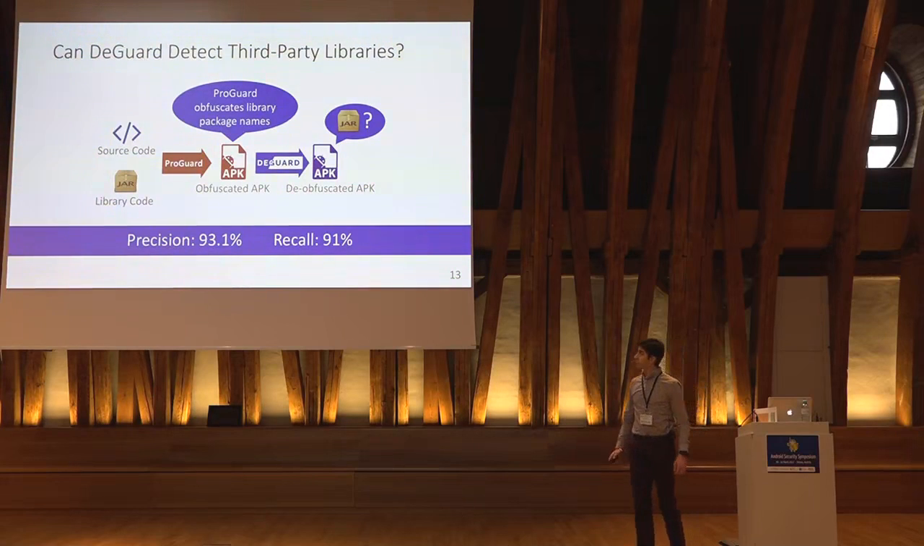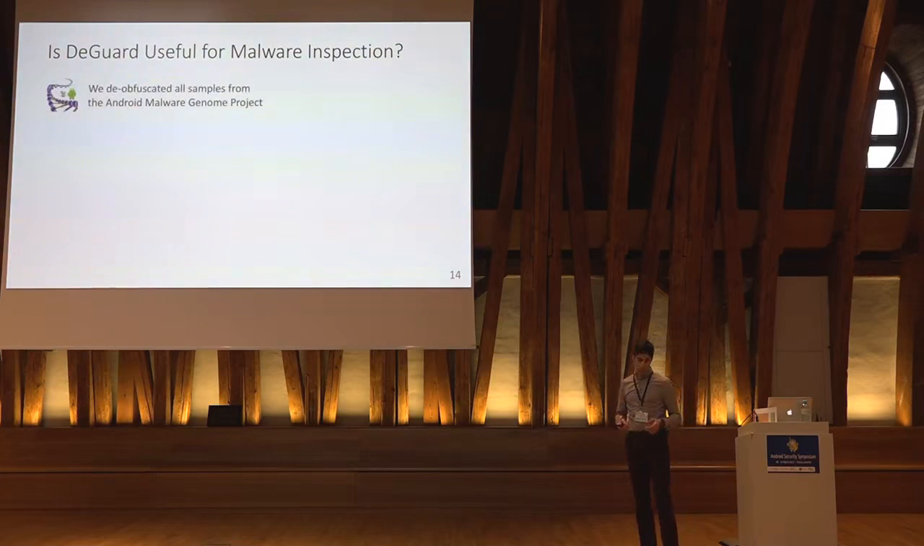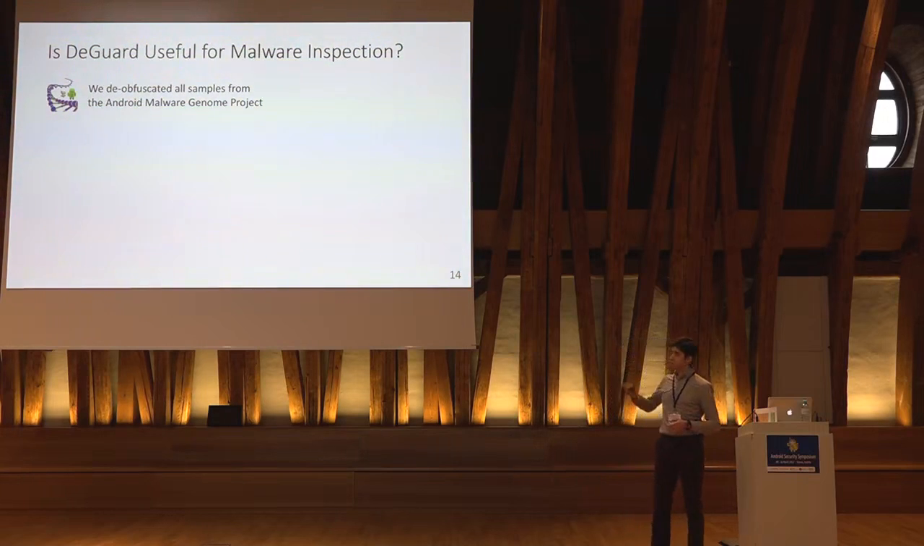All right, so the last question was, does this work for real malware samples? To answer this question, we took all the malware samples that were collected in the Android Malware Genome Project. This is a project, a joint effort to collect a lot of different malware samples for Android. Here we don't have the original source code, so I can't tell you the exact accuracy of DGARD because I don't have it. But I can share some experience because we manually inspected the deobfuscations.